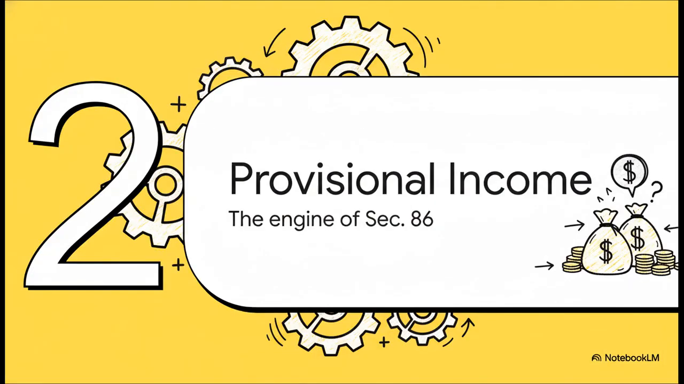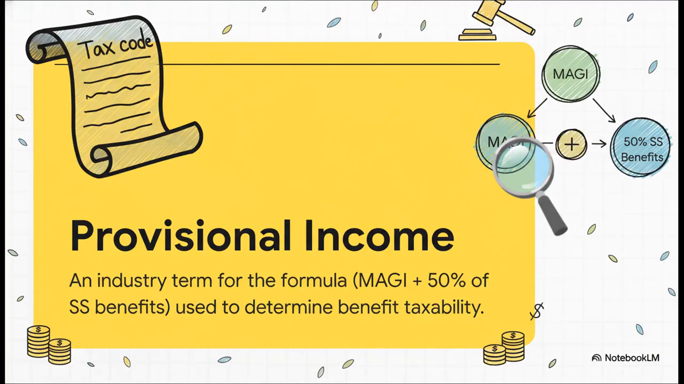Okay, so let's move to the engine of this whole process. We need to figure out a key number called provisional income. This one figure determines whether your benefits get taxed at all. Now, here's a funny thing. The term provisional income, you won't actually find it written anywhere in the tax code. It's a term the industry came up with to make sense of the formula in Section 86. And that formula is your modified adjusted gross income, or MAGI, plus 1/2 of your Social Security benefits.